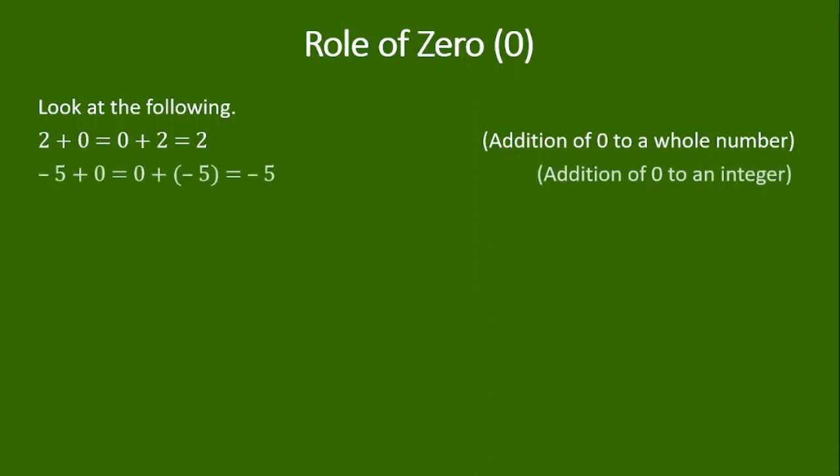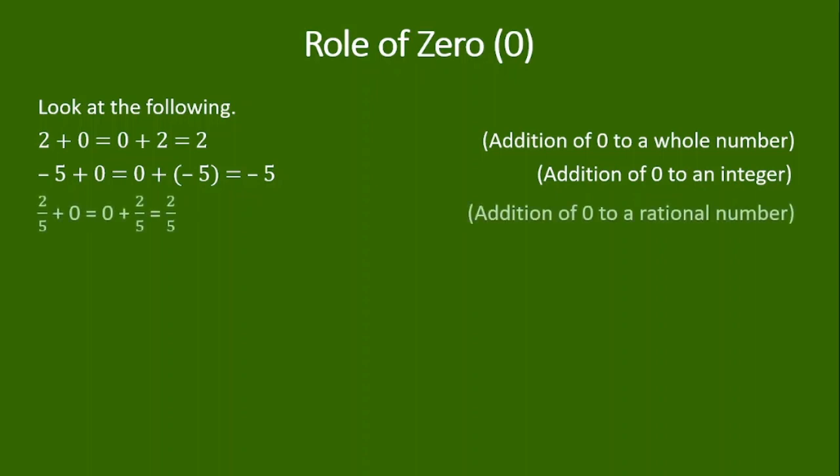Similarly, let's see another equation. Minus 5 plus 0. How much will it be? It will be equal to minus 5. Similarly, 0 plus minus 5 will again be equal to minus 5. So minus 5, what type of number is it? It's a negative integer. So if we add 0 to an integer, whether negative or positive, we will get the same integer.